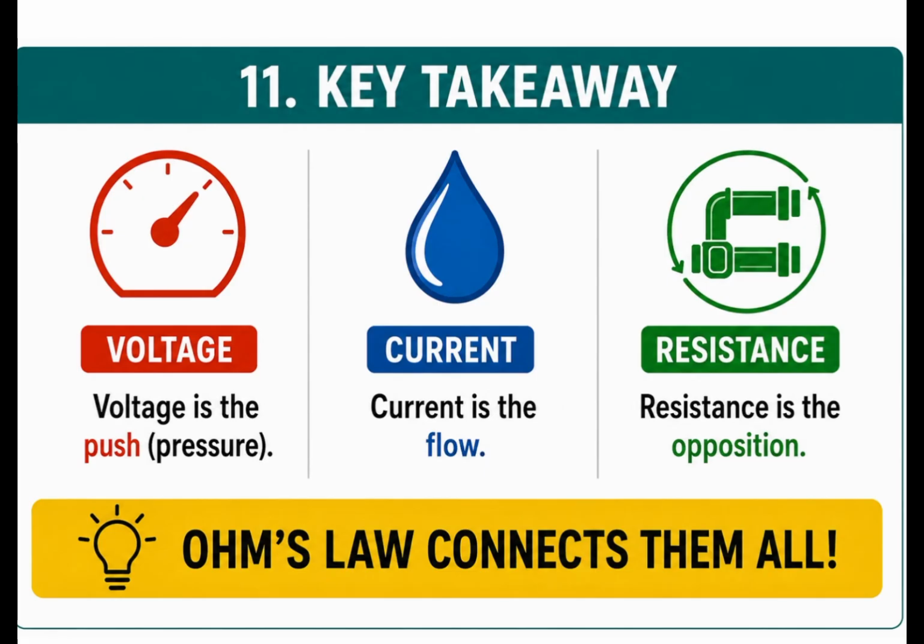And for key takeaways, we can just say, like we've said already, voltage is the push, or voltage is a force that causes current to move, and current is the free flow of electrons. Electric current is the free flow of electrons, so that flowing is electric current. Then resistance is opposition to the flow of electric current.